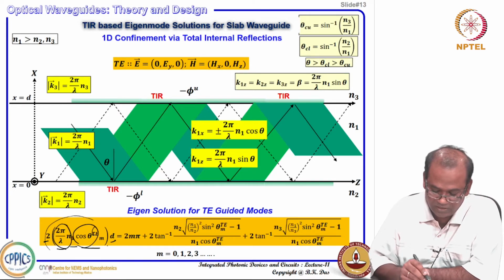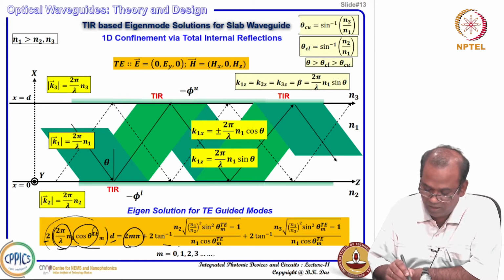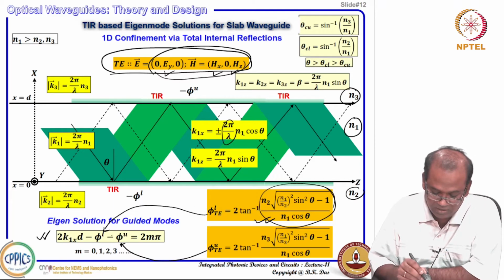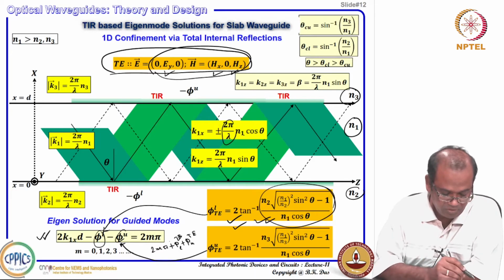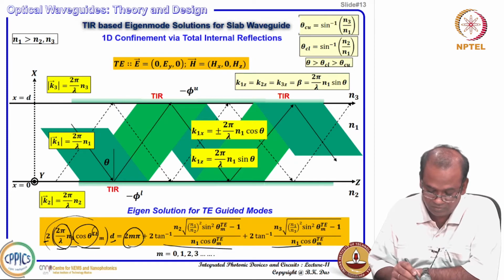So, this is the left hand side, and on the right hand side we have 2mπ, and then φu and φl I have taken to the right hand side. So, whatever the value here, if I take φl and φu to this side, that will be 2mπ plus φl plus φu. If it is TE polarization, I will be writing TE and TE. This expression I will be writing. Okay. So, that is what we have written.